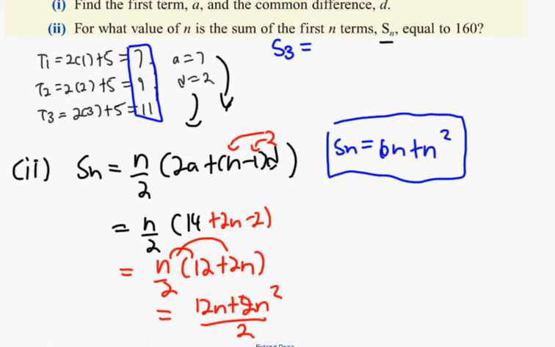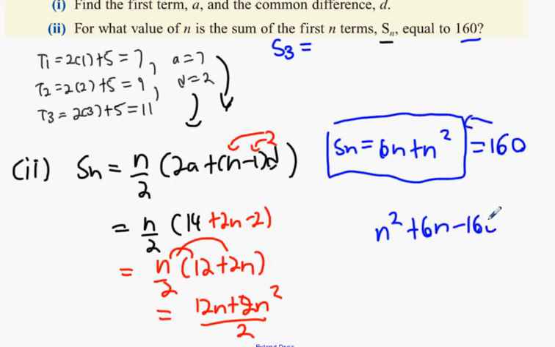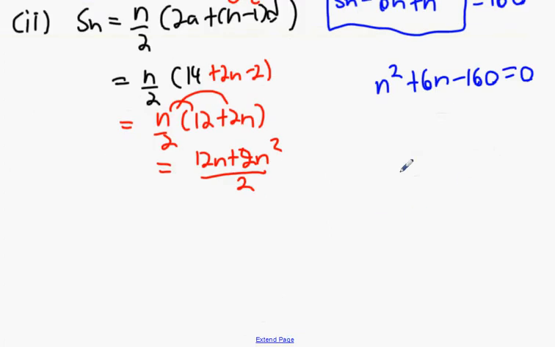Okay? So given that in mind, we now want our Sn to equal 160. How many terms does it take to add up to 160? So put that equal to 160. So what we have is n squared plus 6n, bring over the 160, minus 160 equals 0. Now, run through 160. What two numbers should we use? Minus 160 is going to be 16 and 10. Which one's negative? The 16 is positive and the 10 is negative.